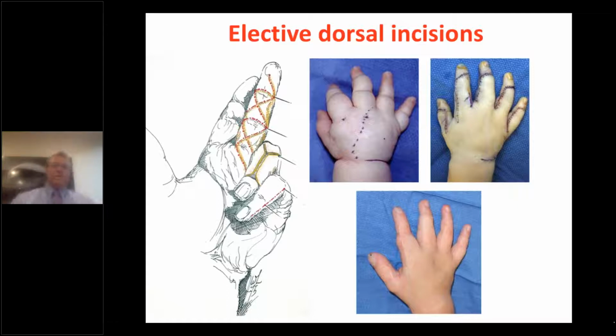over the years. But notice how the incisions are in the existing creases, the dorsal skin creases, and along the side of the digits, either in the high mid-axial line or the mid-lateral line of the digit.